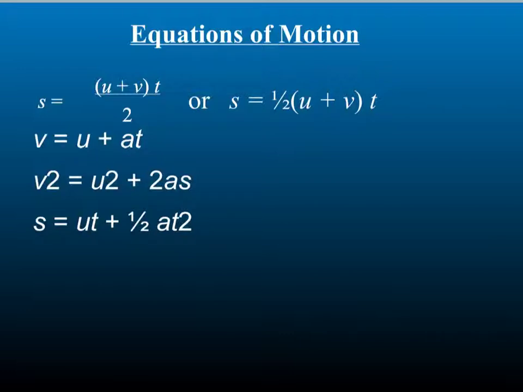Here are the 4 equations of motion that you need to be familiar with. The first one, s equals half times u plus v times t. The second one, v equals u plus at. The third one, v squared equals u squared plus 2as. And then the fourth one, s equals ut plus half at squared. Okay, so before we use them, let's just have a run through and make sure we know what all the symbols mean. s is the displacement.